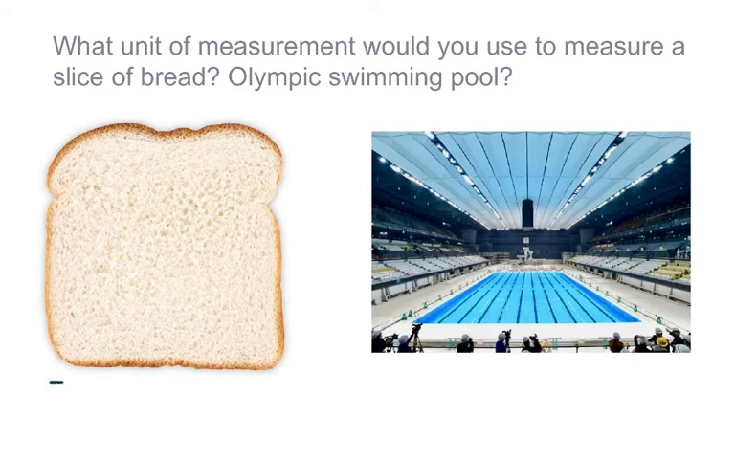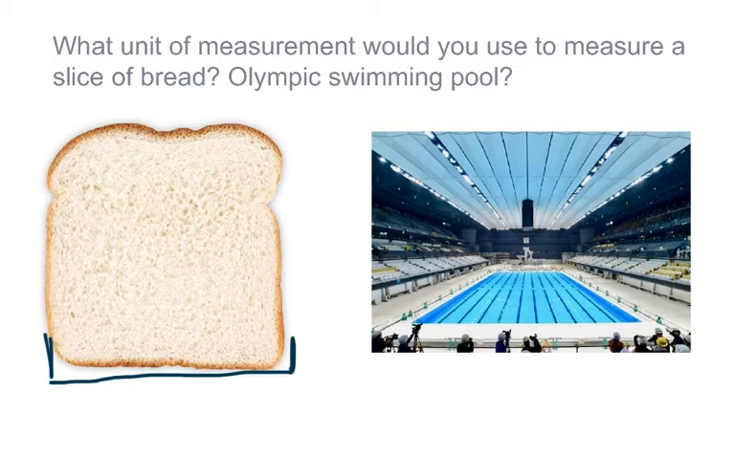So thinking about a regular slice of white bread, and if you wanted to measure the width of it, what unit of measurement would you use? Inches, feet, or yards? Again, it's smaller than the entire length of a ruler, so it would make sense that it would be measured in inches. So if you have your ruler handy and you have some bread, you can go see about how wide a piece of white bread is.